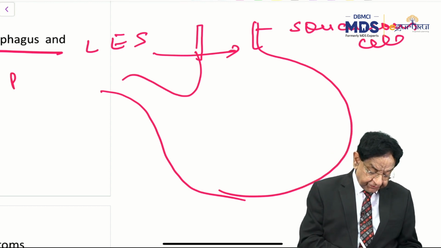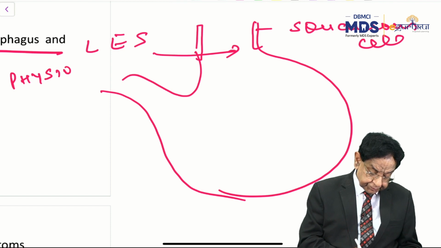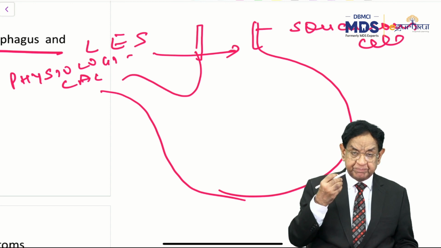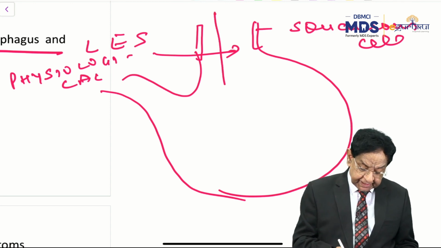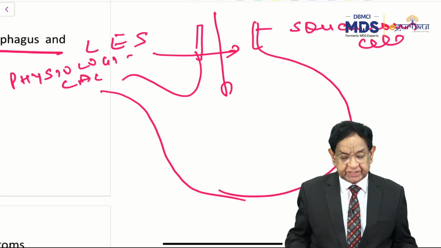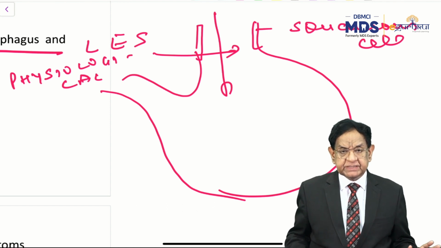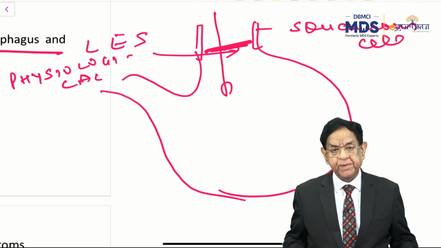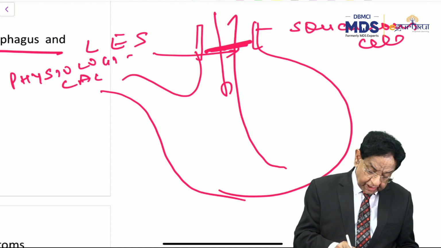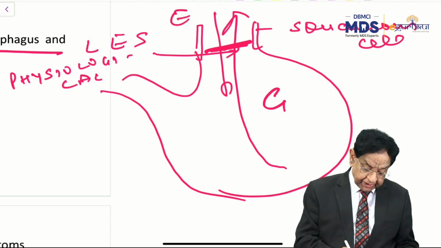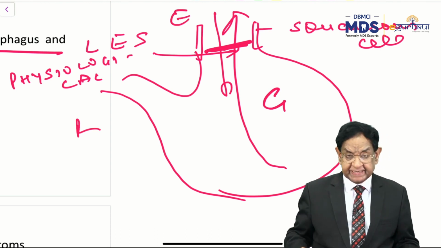It is a physiological sphincter. It remains closed all the time. Only when the person swallows, when a person is eating food, it gets opened, but again it remains closed. So that's why we say it is a physiological sphincter. Now, in some diseases, in the disease of GERD, this remains open. Now, the gastric content will go up, and that is called gastroesophageal reflux, or going back, disease.